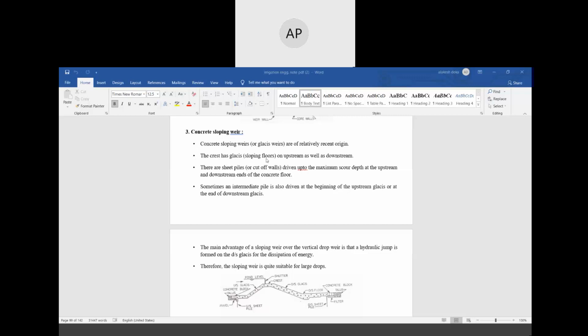The crest has glacis on upstream as well as downstream. There are sheet piles or cut-off walls driven up to the maximum depth. What is sheet pile? So these are generally provided in the foundation level.